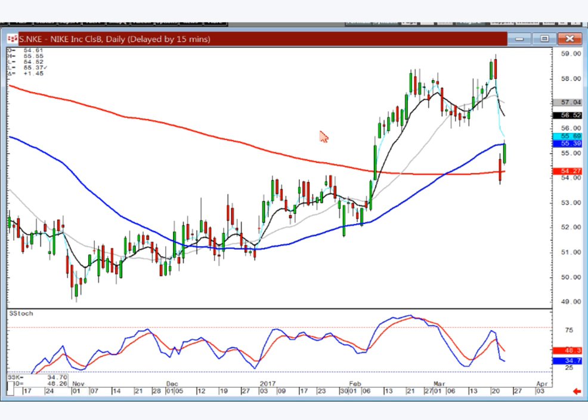What do you search on? What system? I usually use the Worden Brothers TC2000 system. You can use MetaStock. And yeah, we can do a scanning session.